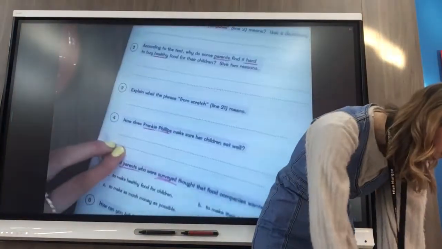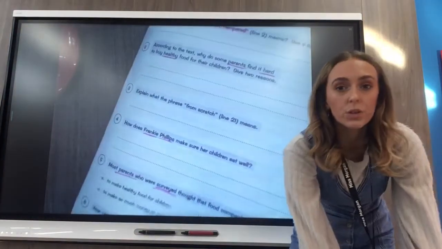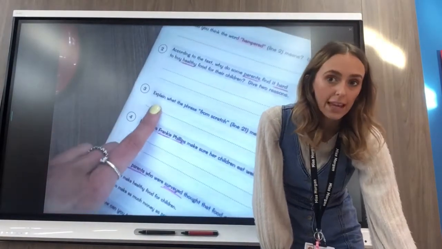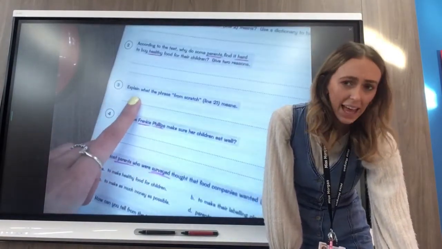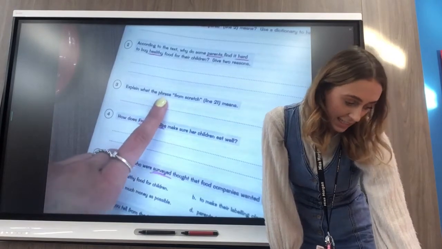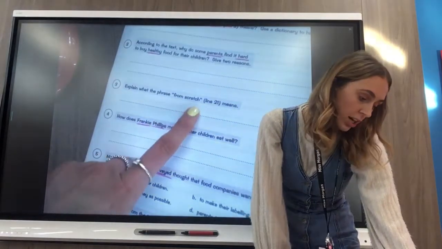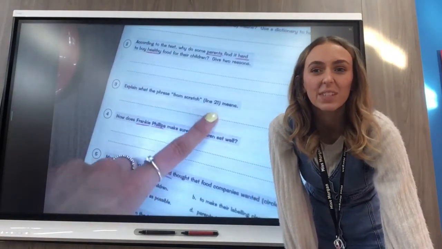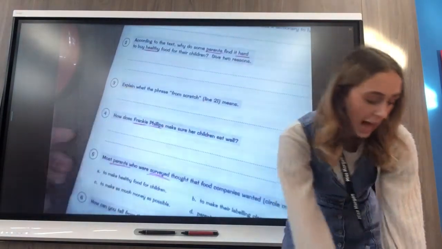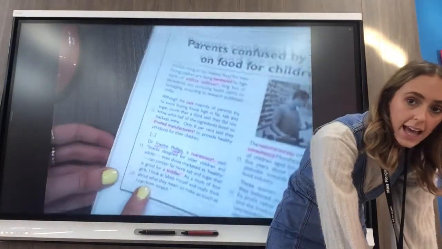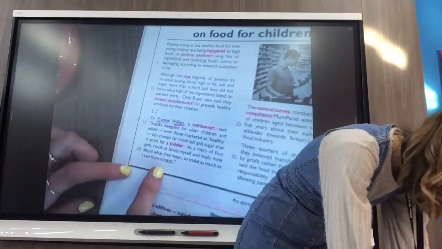Okie doke. Oh, this one's quite difficult, so get your listening ears on. Number 3. Okay. Explain what the phrase, so that's just a saying, from scratch, line 21 means. So it's giving us a big clue at where to look. So let's look at line 21, and it says, from scratch.